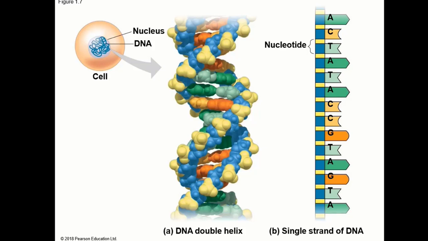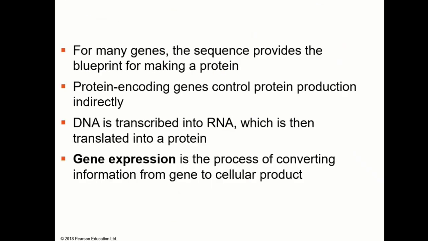And there are cells and the nucleus of the DNA, which is a double helix structure. And this one is the single helix structure, which contains these pairs of nucleotides. So for many genes, the sequence provides the blueprint for making a protein. So protein-encoding genes control protein production in an individual. You will also find concepts like mitochondrial DNA, and if you delve even further, whole genome sequencing, but you don't need to worry about that.